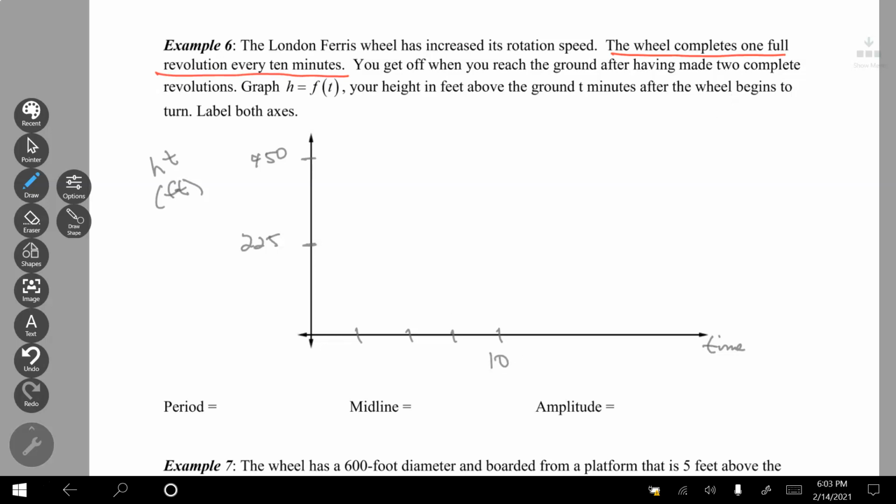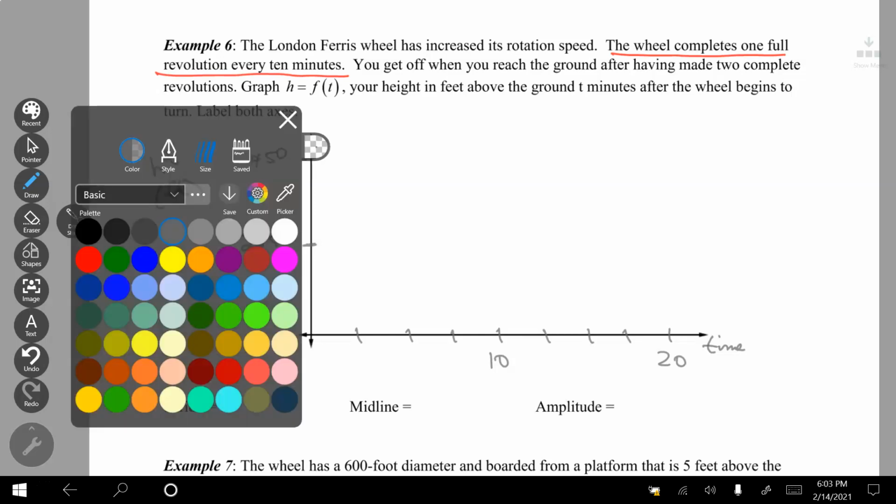It says I have to do 2 cycles. I'm going to do 4 more: 1, 2, 3, 4. And there's my 20 minutes. And now I can make my dots on the graph.